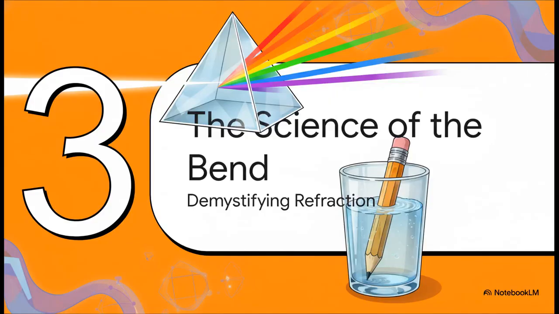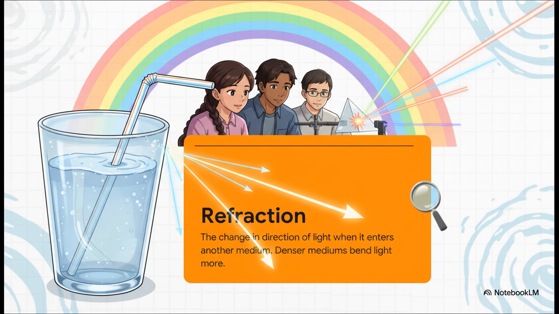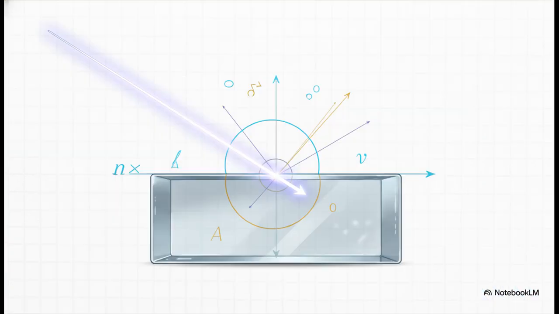But bouncing isn't the only trick light has up its sleeve. Sometimes, instead of bouncing off something, it goes right through it. And when that happens, we get to see the science of the bend, or as it's officially known, refraction. You've definitely seen this before. You know, when you put a straw in a glass of water and it looks kind of broken? That's refraction. When light moves from one substance, like air, into another, like water, it actually changes speed. And that change in speed makes it bend. The denser the new stuff is, the more it bends. And just like with reflection, this bending is anything but random.